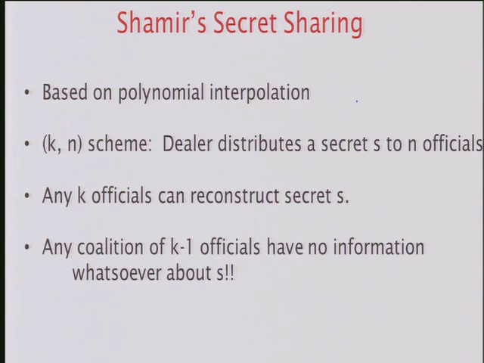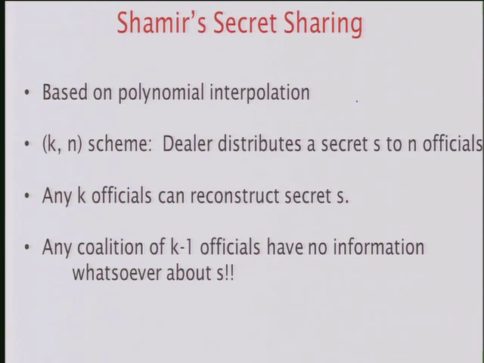What are the properties we want? We want that any K of the officials, so think of N as 10. So there are 10 officials in all. K is 5. So as long as 5 of these officials get together, they can reconstruct the secret.